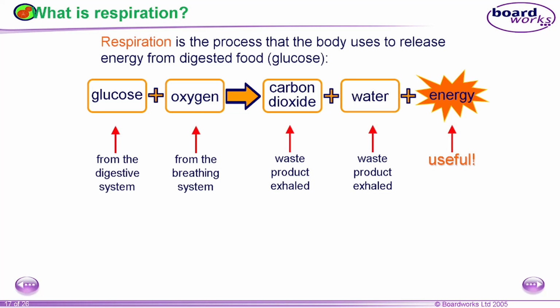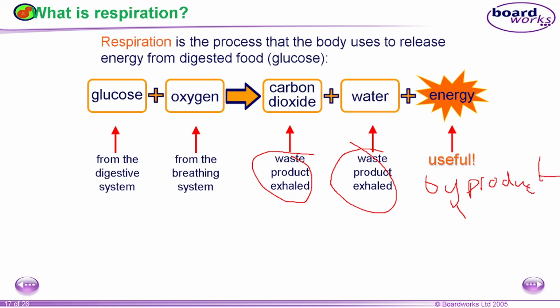Right, so jot this down, and make sure to jot down the word equation. Glucose comes from the digestive system. The oxygen comes from the breathing system. Carbon dioxide is a waste product exhaled, and energy is a byproduct.